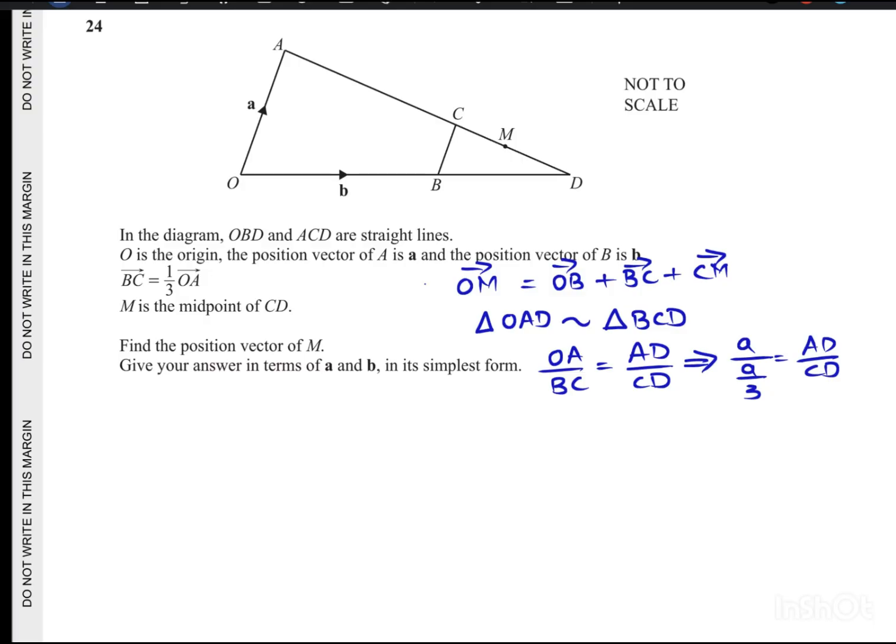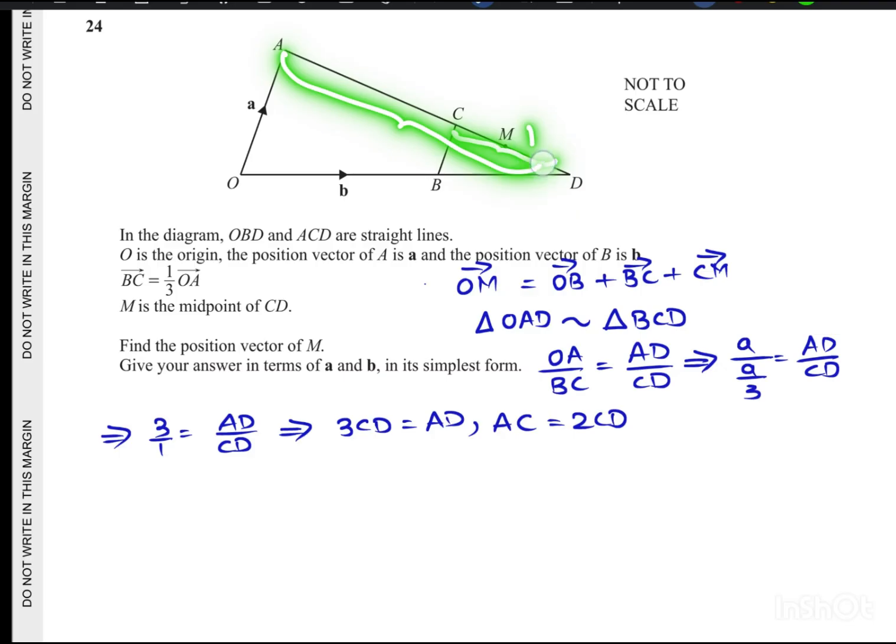Now a gets cancelled and 3 comes to the numerator. So 3 by 1 is equal to AD by CD. This gives you 3 times CD is AD. And now using this we can find out AC. So AC will be 2 times of CD, because this is one part, this is one part, and this whole is 3 parts, so this will be 2 parts. So 2 times of CD will be AC.